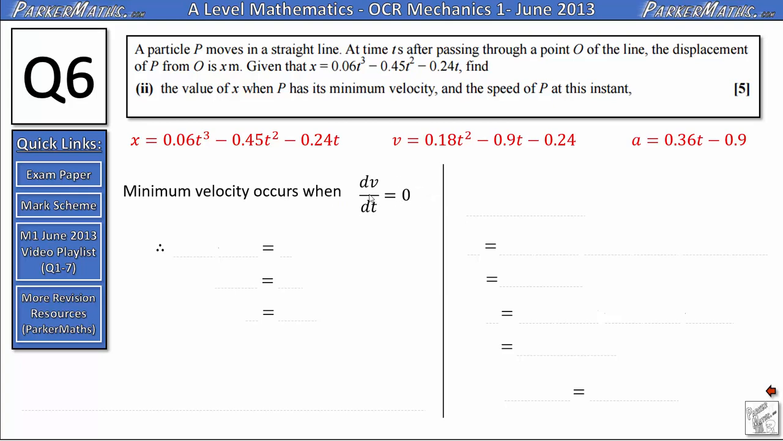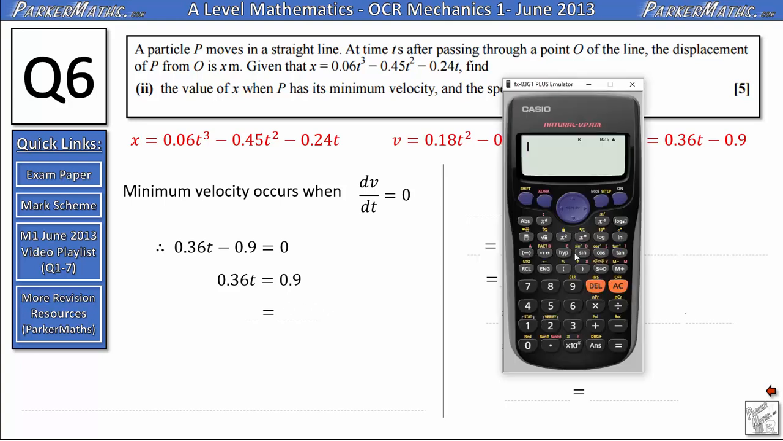So that's what we're going to do now. Remember though, we've already found dv dt, that became a. So what we have here is the expression for a, 0.36t minus 0.9, equals 0. Notice how we're not trying to find when the velocity is 0, because the minimum velocity could be when the particle has negative velocity. So solving this equation, if we add 0.9 to both sides, we get 0.36t equals 0.9, and then dividing through by 0.36 will give us 2.5.